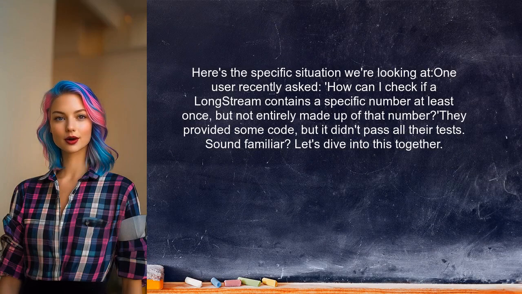Here's the specific situation we're looking at. One user recently asked, "How can I check if a long stream contains a specific number at least once, but not entirely made up of that number?" They provided some code, but it didn't pass all their tests. Sound familiar? Let's dive into this together.